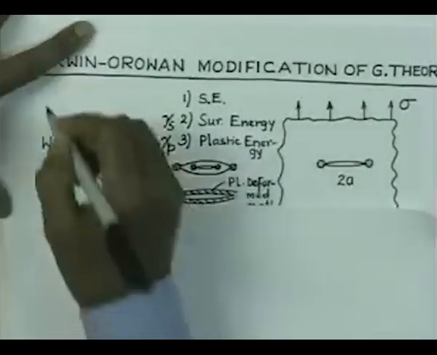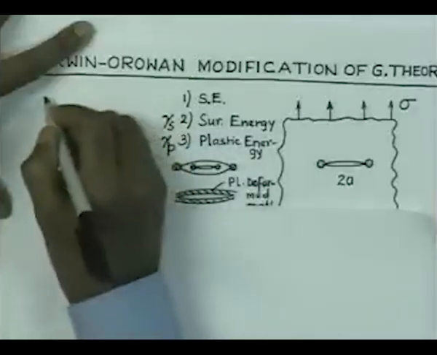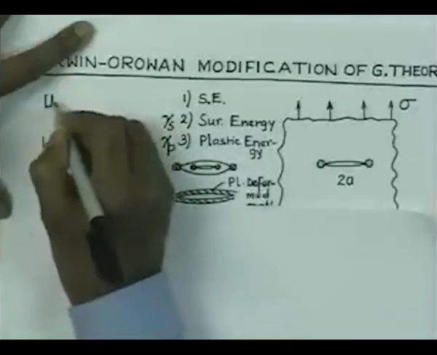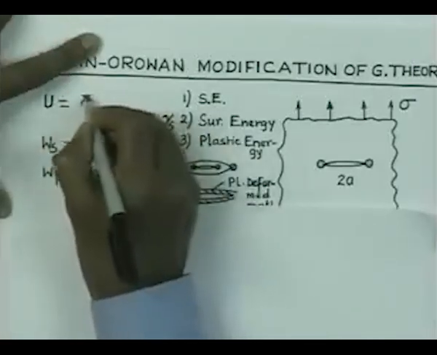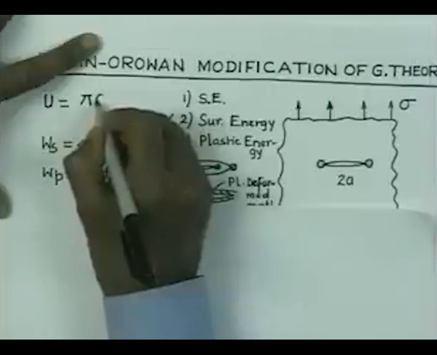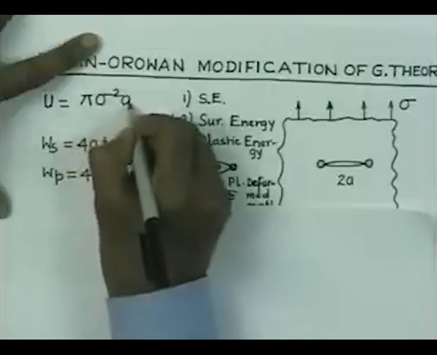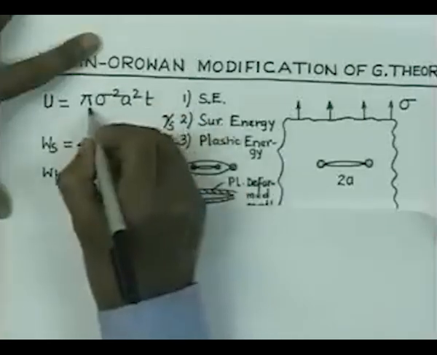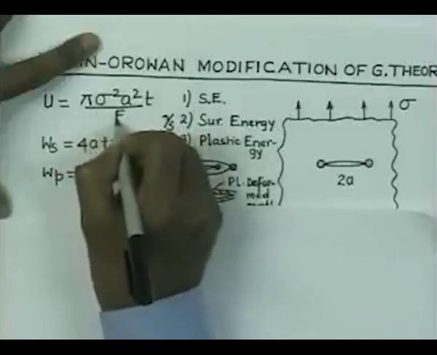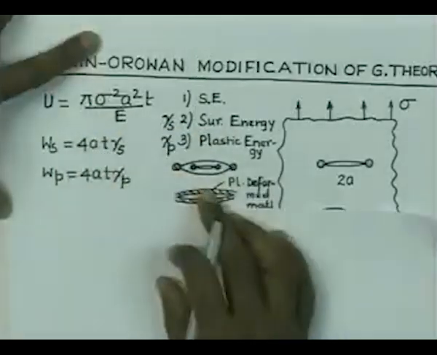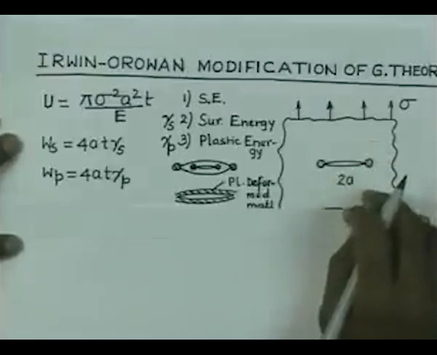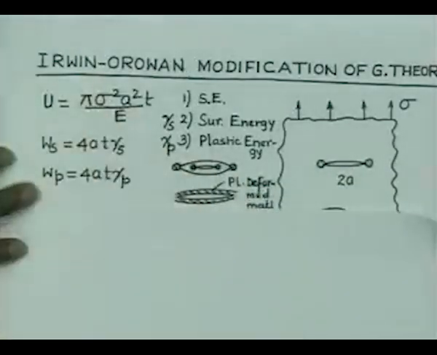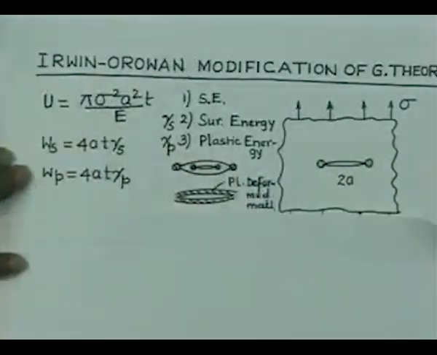Now, the strain energy was given by U, or rather the reduction in strain energy was given by pi sigma square A square into T by E. So, last time we did this calculation, the reduction in strain energy from no crack in the material to a crack of size A was given by this one.